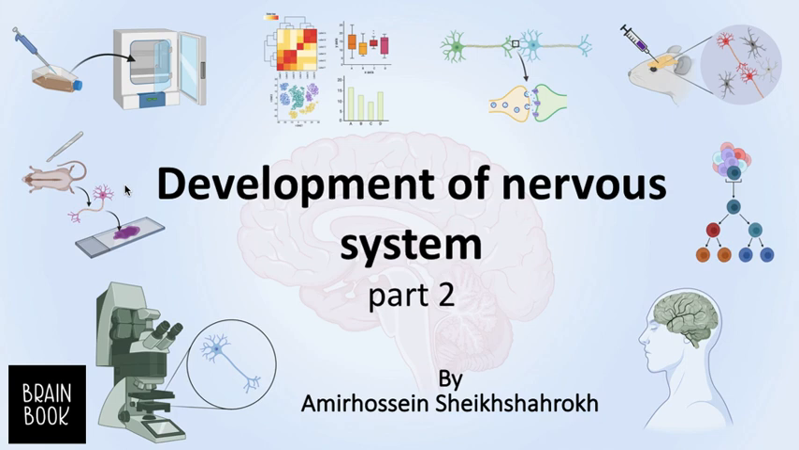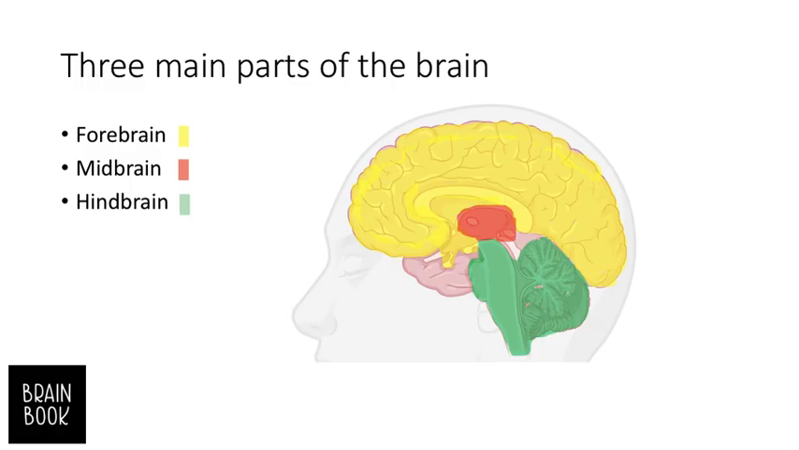I'm Amir, and in this video I want to talk about development of the nervous system, part 2. As you may know, there are three main parts of the brain, including forebrain, midbrain, and hindbrain. You can see here the forebrain, which includes the cerebral cortex and cerebrum, the midbrain, and the hindbrain here, including the medulla oblongata, pons, and cerebellum.